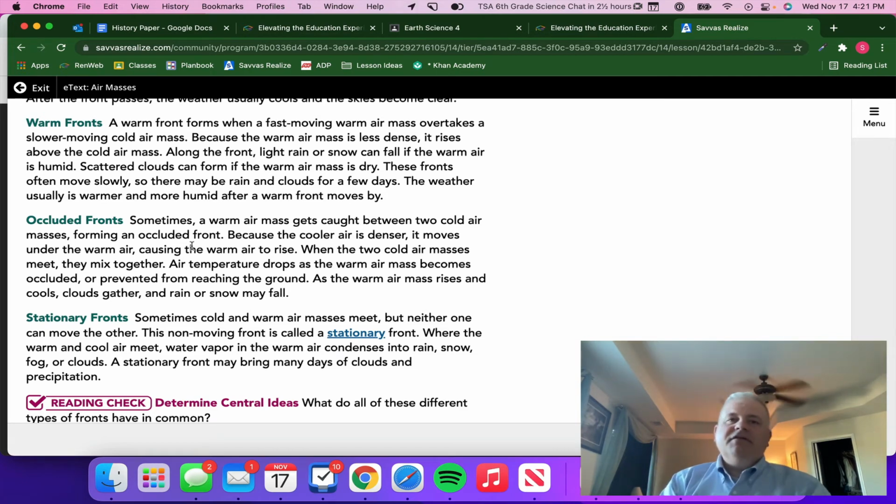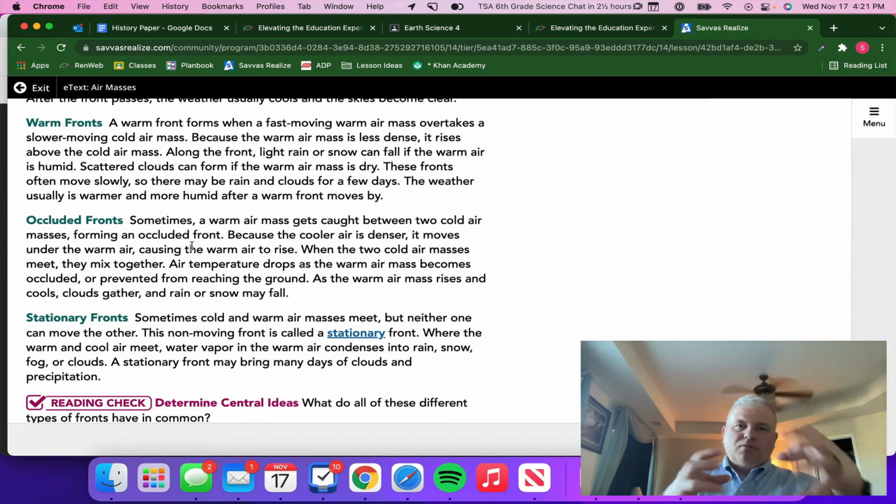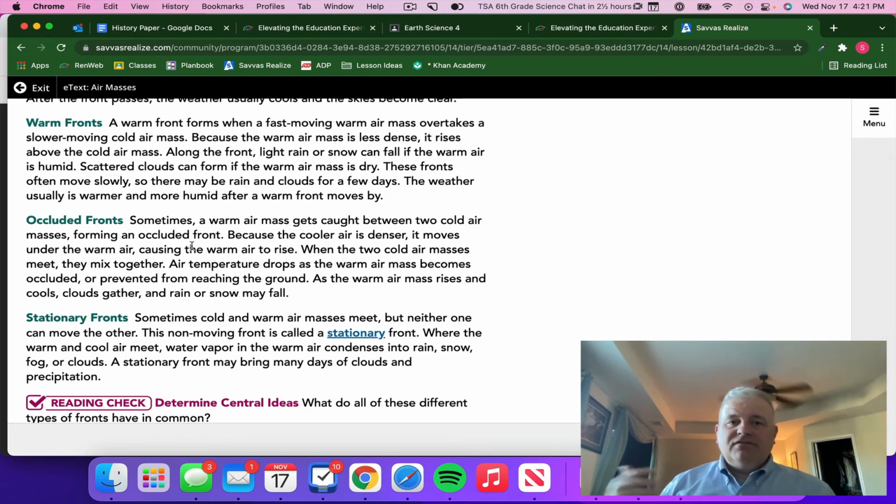And we see this a lot in the southeast of the United States, where two large air masses, maybe cold and cold, or warm and warm, or cold and warm, don't really budge. But you have storms along the front. So that's here where, especially in the spring, we get this warm and cool air meet. We get a lot of condensation from this, so we get rain, snow, fog, clouds.